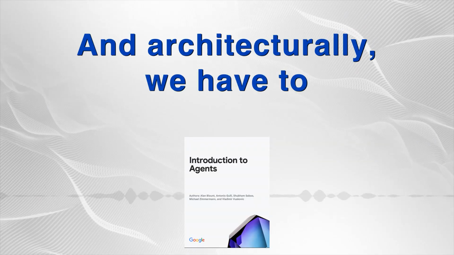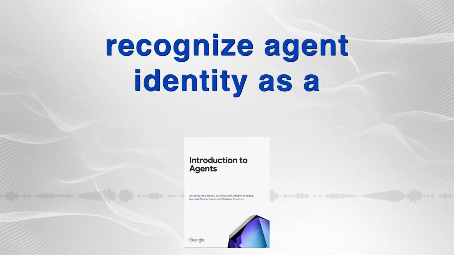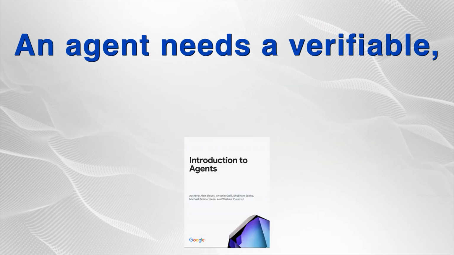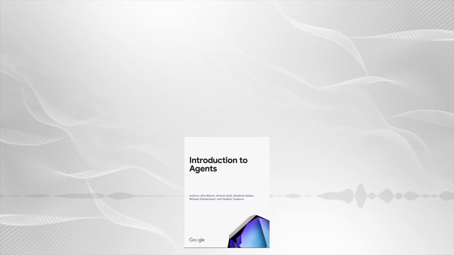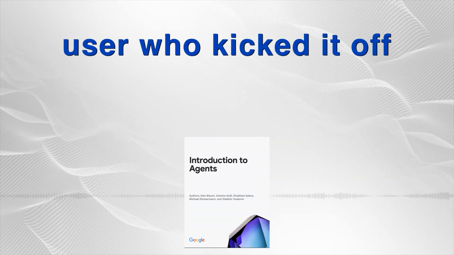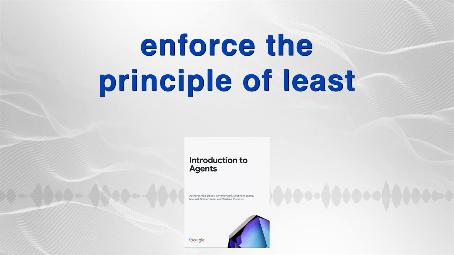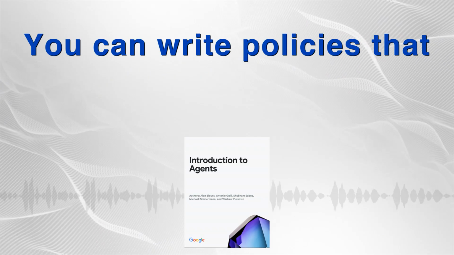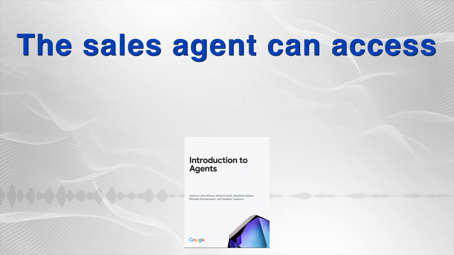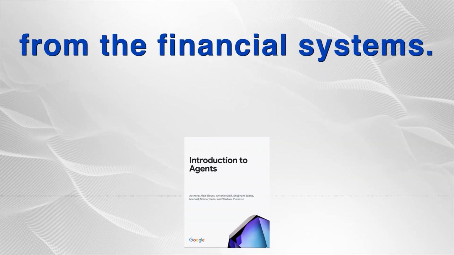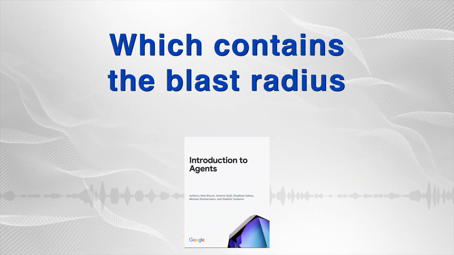And architecturally, we have to recognize agent identity as a new class of security principle. An agent needs a verifiable digital passport separate from the user who kicked it off or the server it runs on. This identity allows you to enforce the principle of least privilege. You can write policies that constrain access. The sales agent can access the CRM, but it's blocked from the financial systems, which contains the blast radius if something goes wrong.